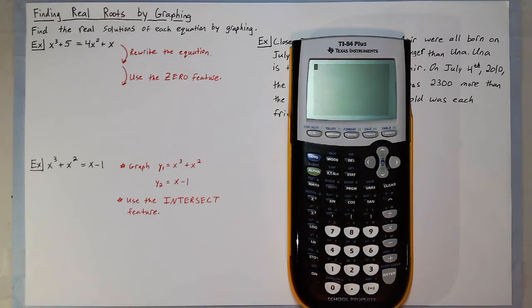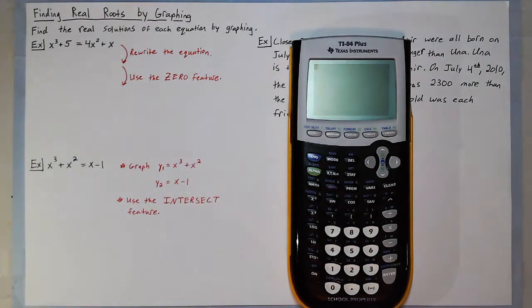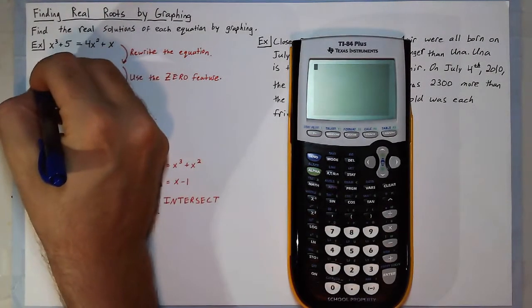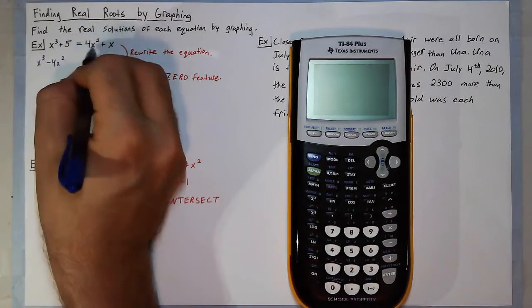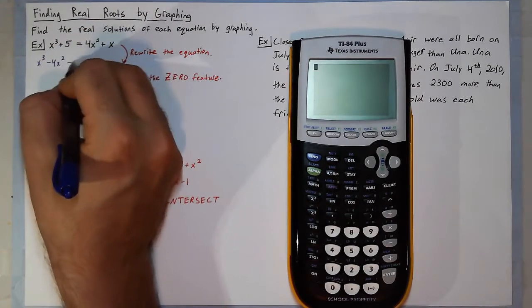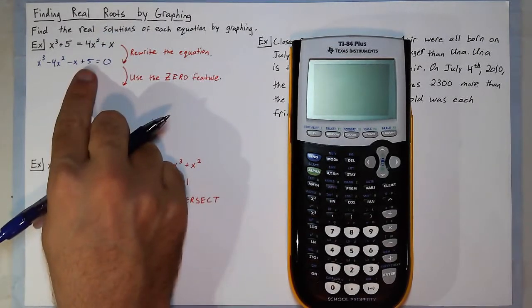In this video, we're going to learn how to find real roots by graphing. Sometimes you'll come across an equation that, when you go to rewrite it to set it equal to 0, so I'll do this first by moving everything to one side, minus 4x squared, because I subtract it to the left, minus x plus 5, you'll get an equation that you may not be able to factor.